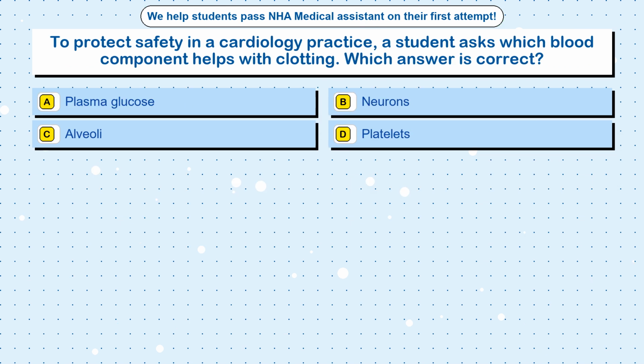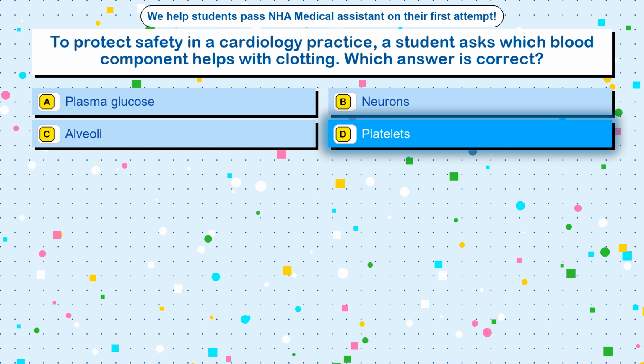Question 3. To protect safety in a cardiology practice, a student asks which blood component helps with clotting. Which answer is correct? Option A, plasma glucose. Option B, neurons. Option C, alveoli. Option D, platelets. The correct answer is option D, platelets.